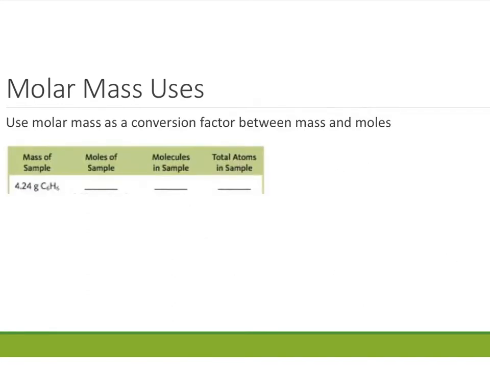Now let's do a problem where we use molar mass as a conversion factor between mass and moles. How many moles of a sample do I have if I start with 4.24 grams of C6H6? The first thing I need to do is find the molar mass of C6H6. I have 3 significant figures in this, so I need to make sure that my molar mass has 4 significant figures.